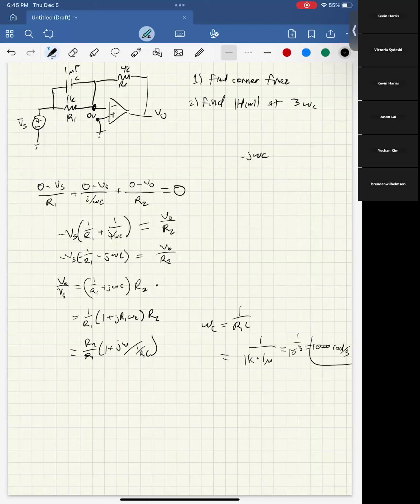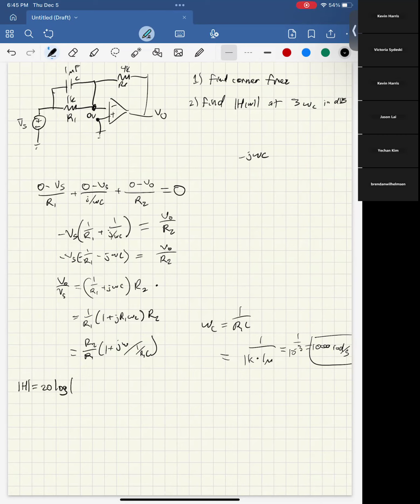So this would be the first part of the question, that would be your corner frequency. And then it says find H of omega at 3 times the corner frequency. So if we want to do that, we'd say, okay, the magnitude of our transfer function, and does it say to get it in? Oh yeah, in dB.